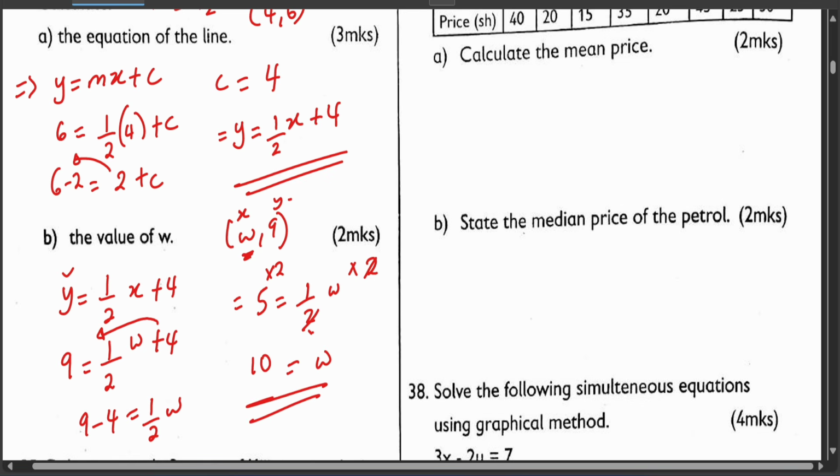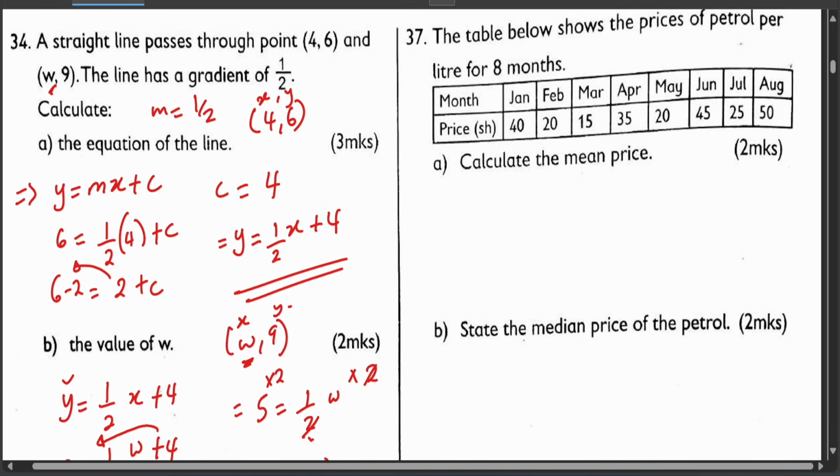Sawa? Waweza ukaconfirm. So since wajua w yako ni 10, waweza tumia hizo points mbili kutafuta gradient. So waweza sema change in y over change in x. 9 minus 6 divide by your w yako ni 10 minus 4. So it gives you a half which is true.